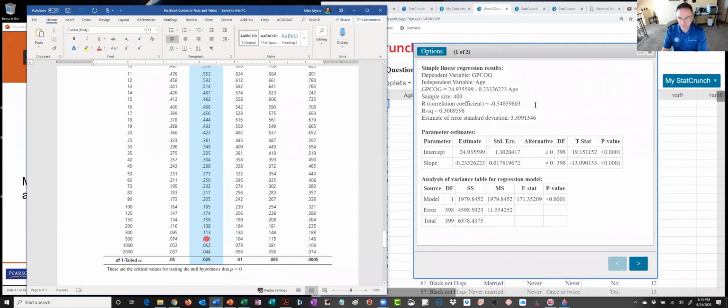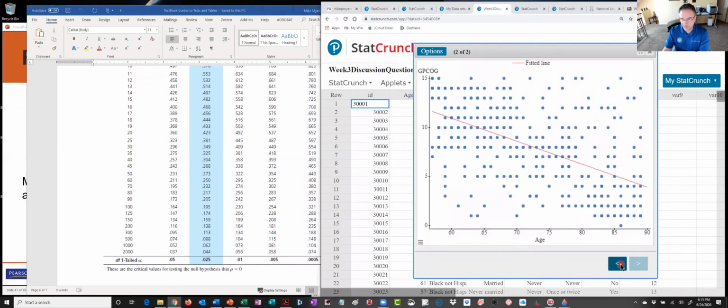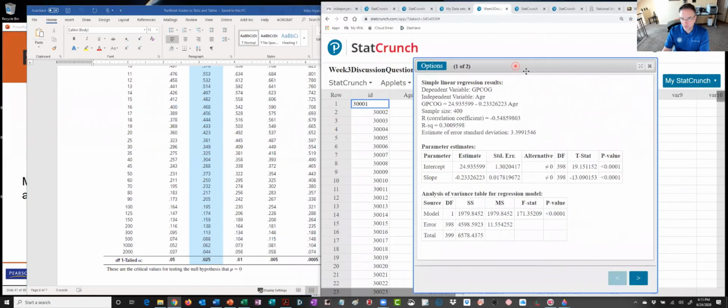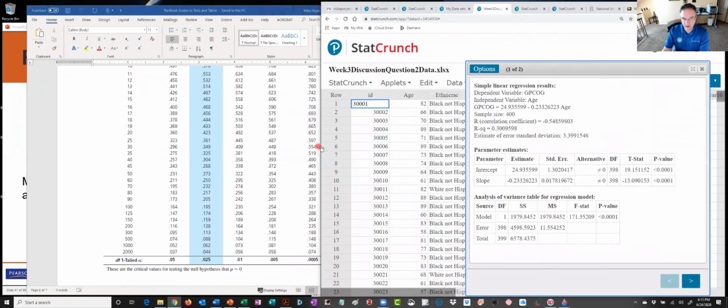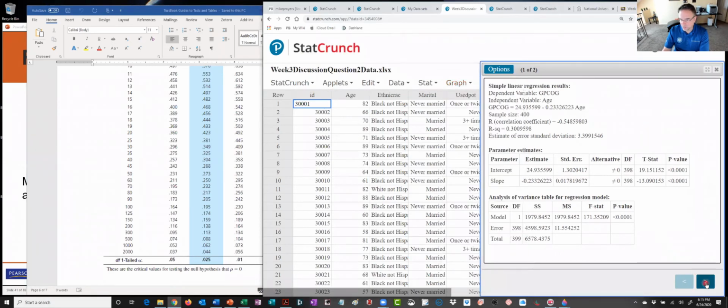So again, our value we compare in our table. The test statistic is greater than that, significant result. We've got our graph, which we could have done from the scatter plot, right? We could have gone to our StatCrunch and hit the graph and scatter plot. But when we do regression, it does it automatically for us.